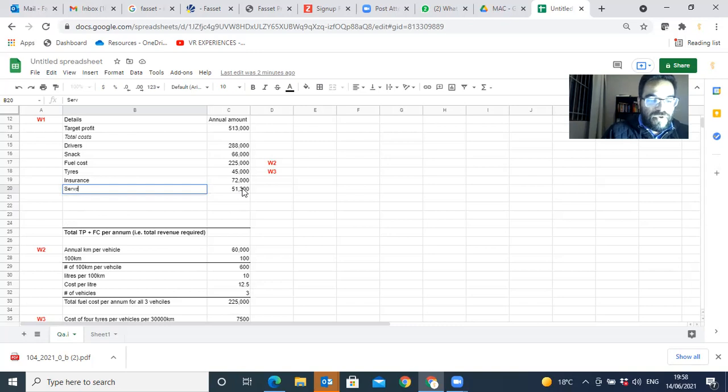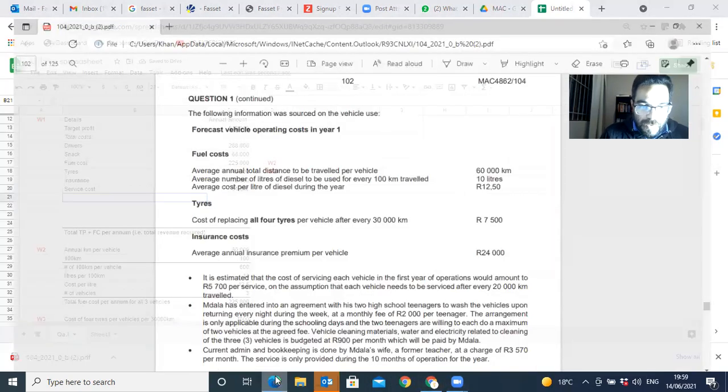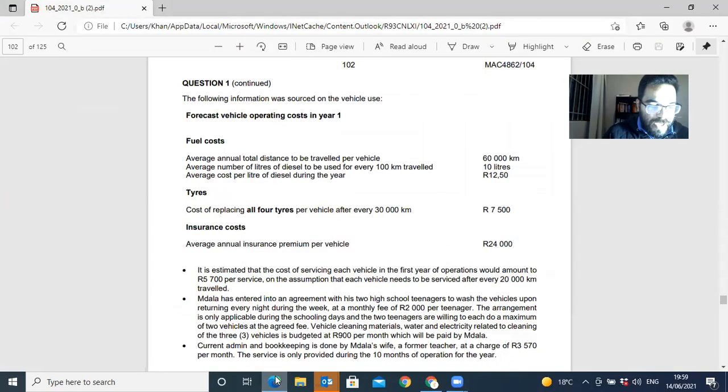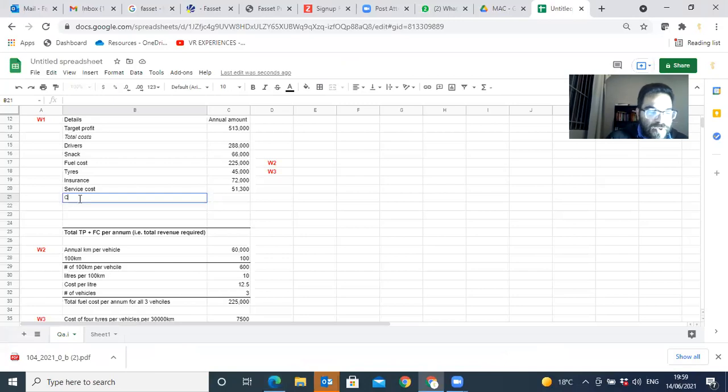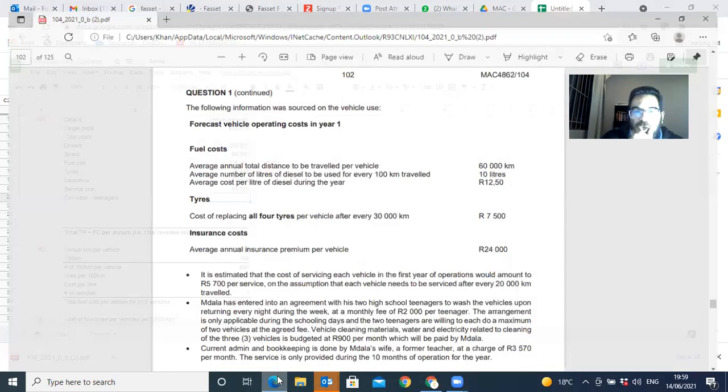So service costs. What's the next one? Okay, so that is car wash, if I can put it that way. So I can probably put car wash. Okay, I'm going to call it teenagers. So what is car wash teenagers?